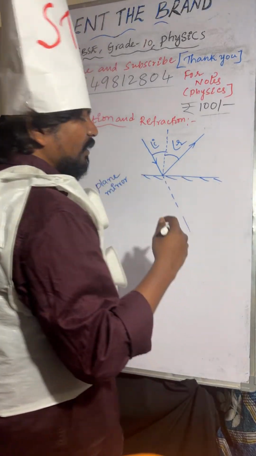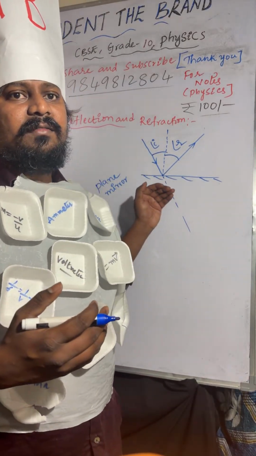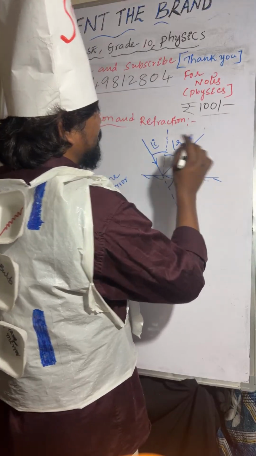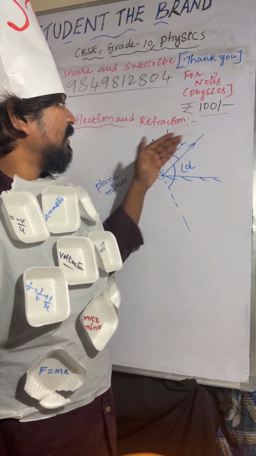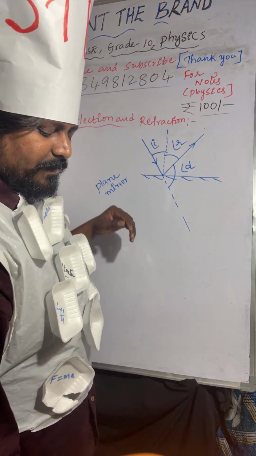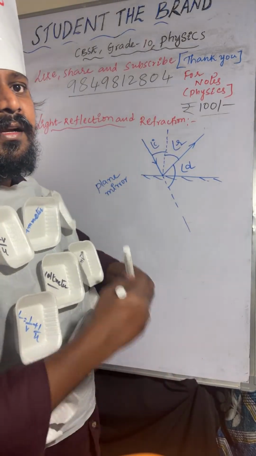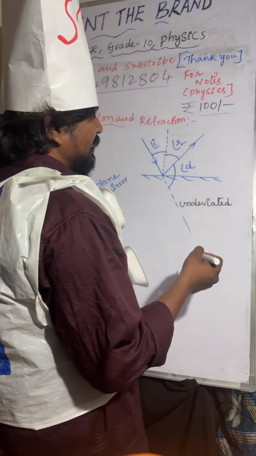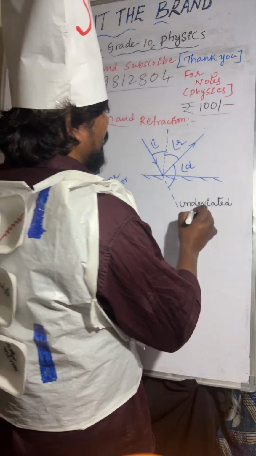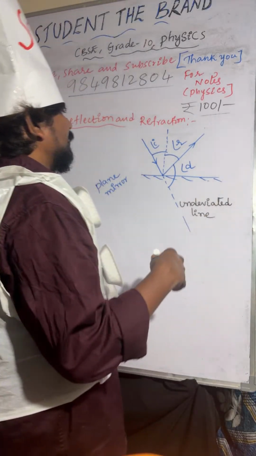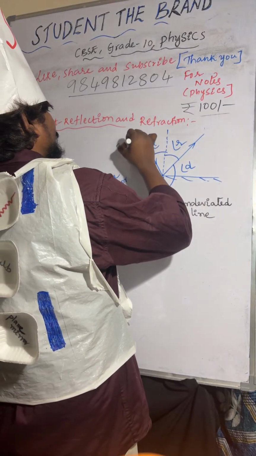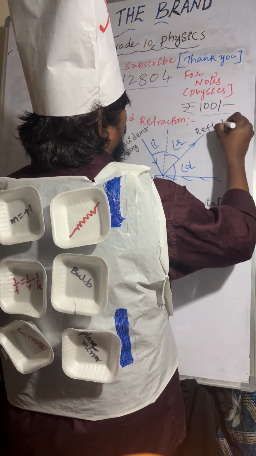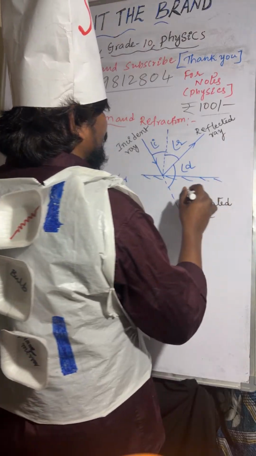And you can observe the light ray which is undeviated. It is not deviating, so it is the undeviated line. The angle between the reflected ray and the undeviated line is called the angle of deviation. Once again, you can observe here the incident ray, reflected ray, normal line, and this undeviated line, which is the initial direction of the incident ray.